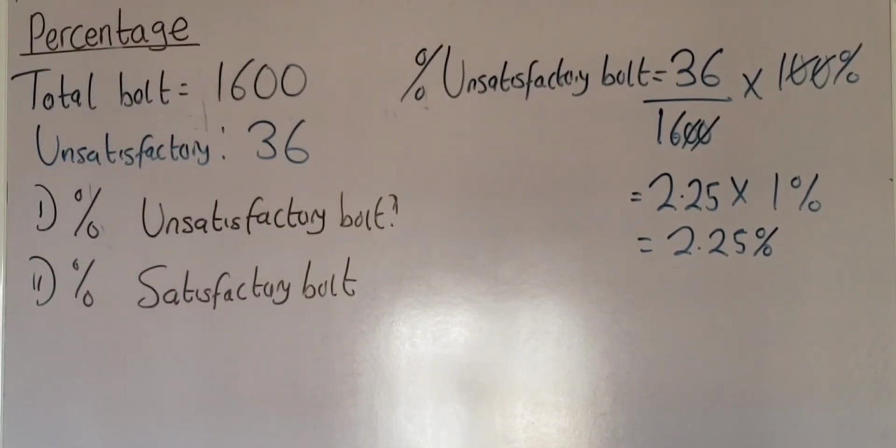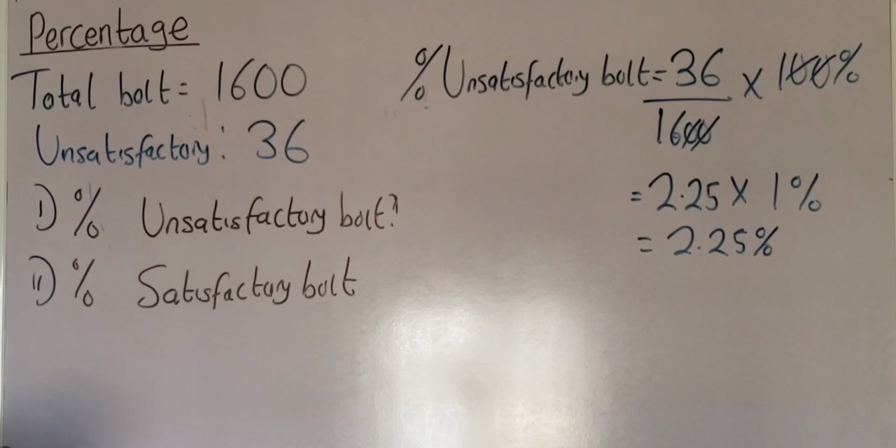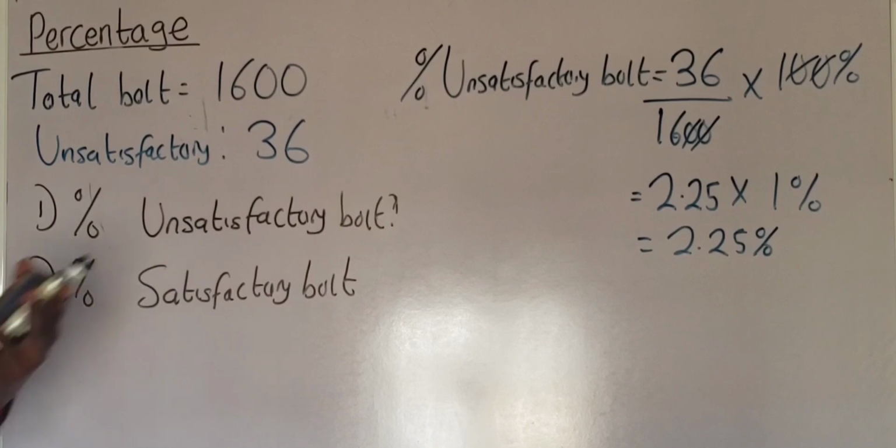Do you understand? So the percentage of unsatisfactory votes is 2.25%. Now we want to calculate the percentage of satisfactory votes. You can do this in two ways. You know, percentage is what? Expression of a number in terms of 100. So the total number of votes is 1,600, and we have known the percentage of unsatisfactory votes as 2.25%. To determine the percentage of the satisfactory votes, just subtract 2.25% from 100%. You understand? So that's what I'm going to do.